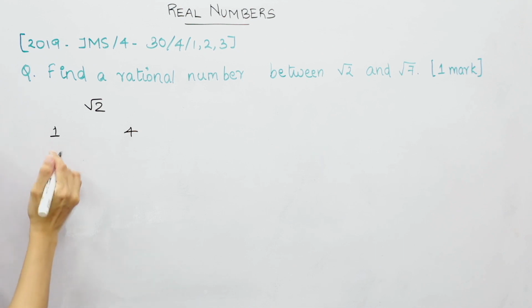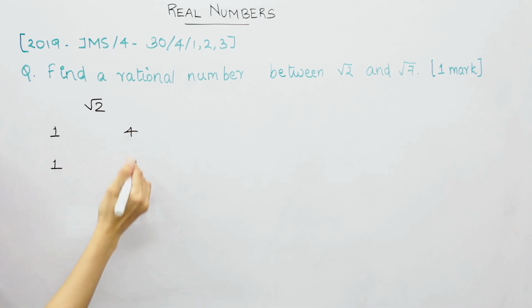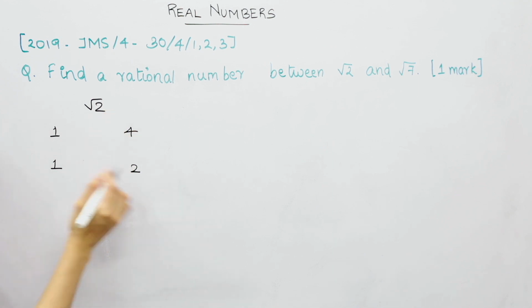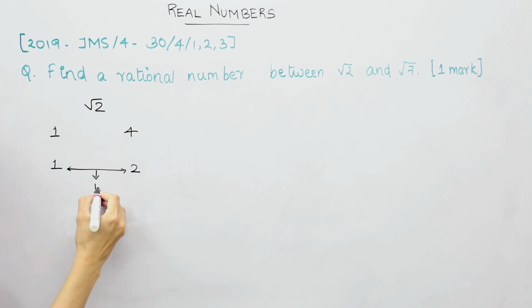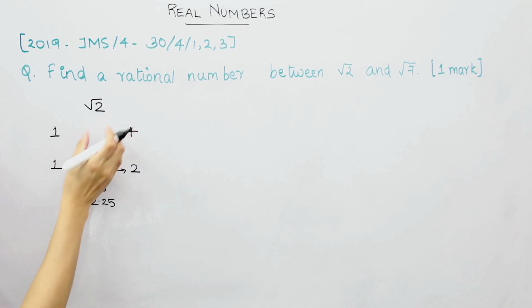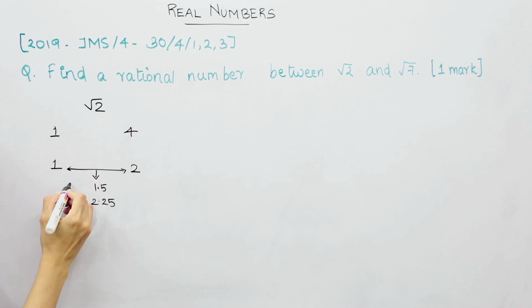Now what is the square root of 1? It's 1. Square root of 4 is 2. Therefore, square root of 2 will lie somewhere between 1 and 2. To be more precise, let's consider the mid value, that is 1.5. The square of 1.5 is 2.25. 2.25 is greater than 2. Therefore, the square root of 2 will lie between 1 and 1.5.